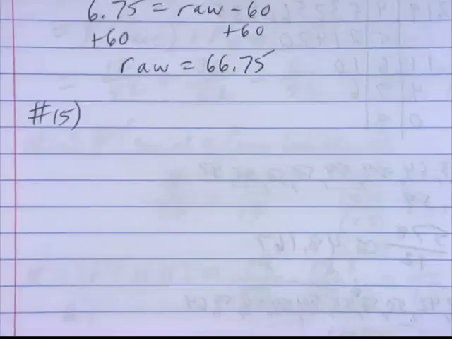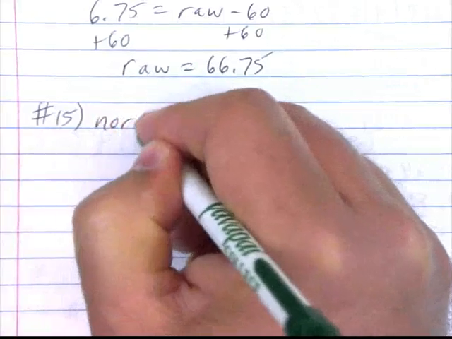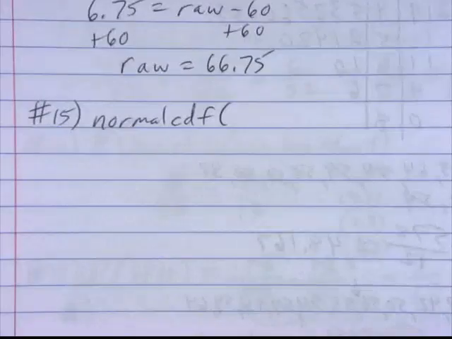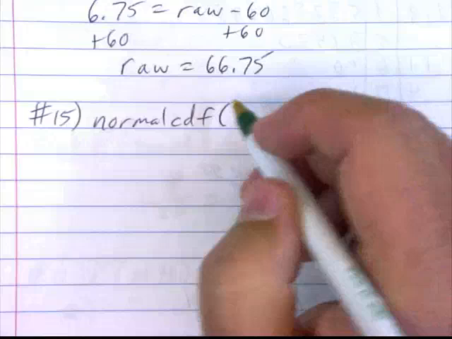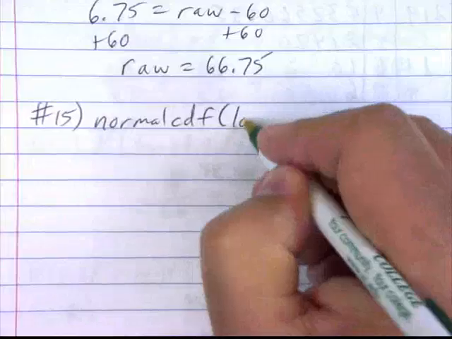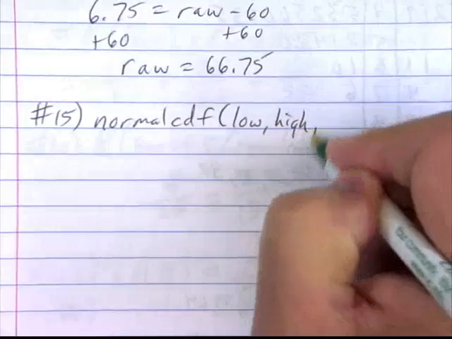And for 15, it says, assume that 1,000 scores are normally distributed with a mean of 72 and a standard deviation of 4. How many scores can we expect to be between 75 and 82? Now, there are two ways to go about this. One of the ways that you can do this is by using the calculator and using the normal CDF function. And the normal CDF function, when you plug it in, it's going to ask you for 4 different things. It's going to tell you what percentage are between 2 different scores. And so you need to have the low score, comma, high score.